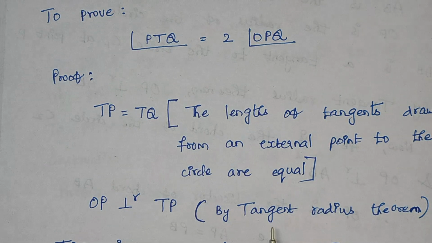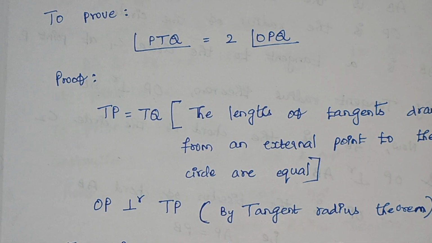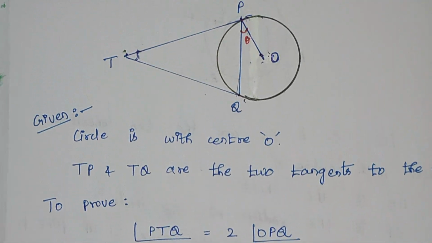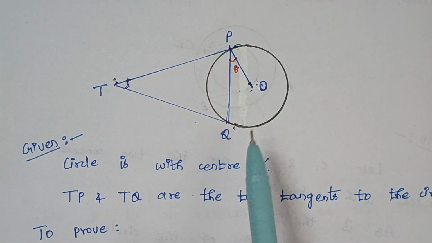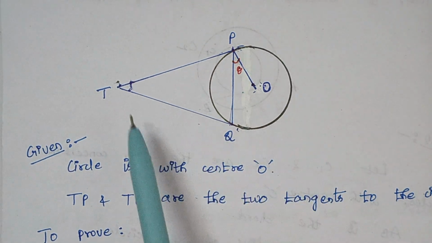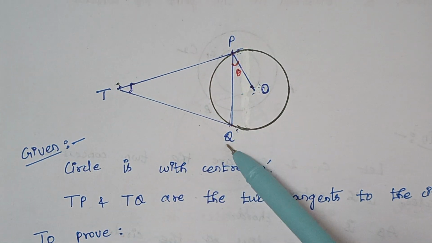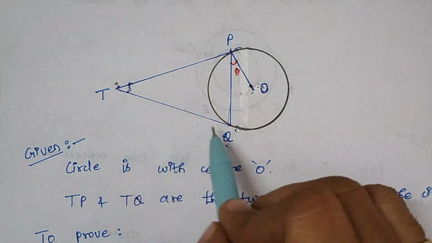Here I have simply written the tangent radius theorem. You can better write it by framing the sentences. Then again you look back here. By theorem 10.2, what we have concluded is TP is equal to TQ. Now consider this triangle TPQ. In triangle TPQ, you see TP is equal to TQ.